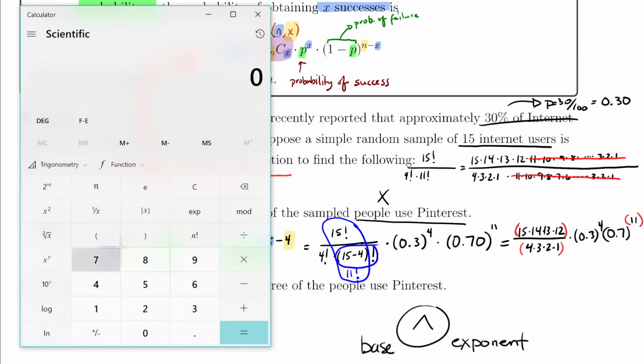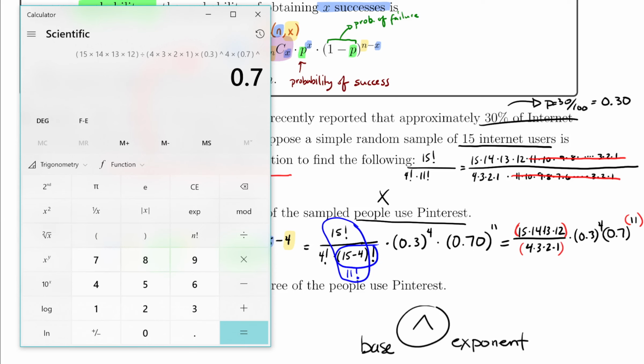So I will start with parentheses 15 times 14 times 13 times 12. Close parentheses, that says the top is done, divided by parentheses 4 times 3 times 2 times 1, close the parentheses. Next, multiply by parentheses 0.3, close the parentheses. Exponent button, 4. Next, multiply by, open parentheses, 0.7, close parentheses, exponent button.